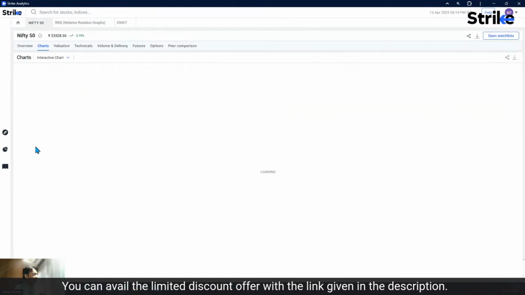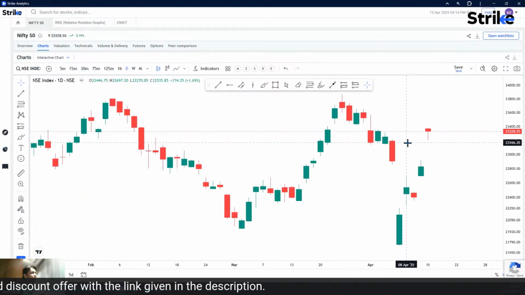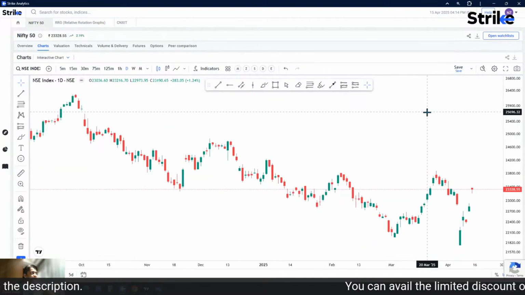So what's Nifty looking like? Okay, let's have a look at Nifty analysis very quickly. So this is the Nifty daily chart.